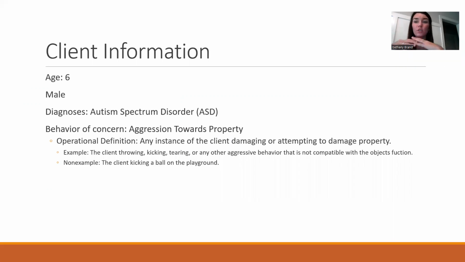The client I chose to do this intervention on was a 6-year-old male diagnosed with autism spectrum disorder. The behavior of concern was aggression towards property. The operational definition for this was any instance of the client damaging or attempting to damage property. Examples would be the client throwing, kicking, tearing, or any other aggressive behavior that is not compatible with the object's function. A non-example would be the client kicking or throwing a ball on the playground.